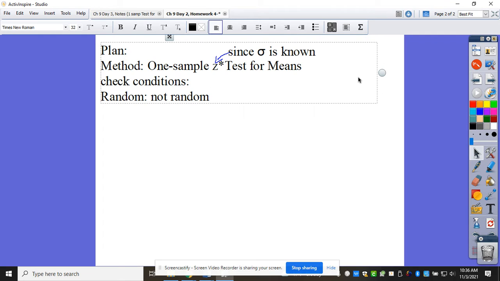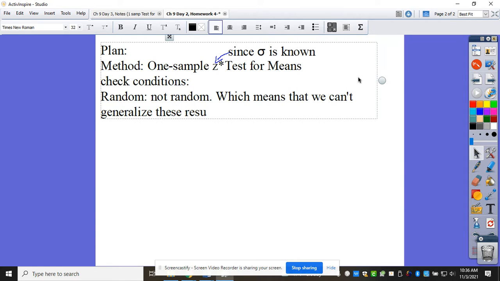There's nothing random about this problem, which means, we talked about this yesterday, which means what? A population or a larger population. And I'm basically saying I understand that, but that's fine. All right, then what's my next condition? What do I write there?